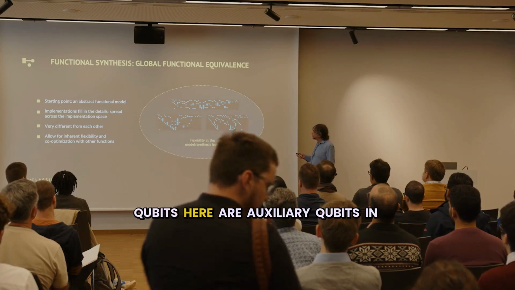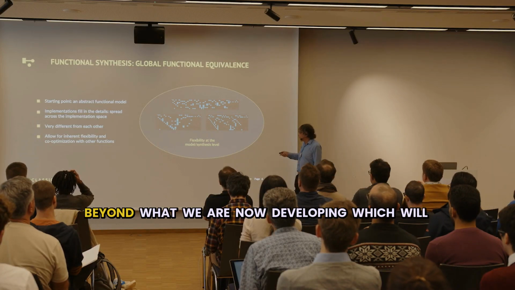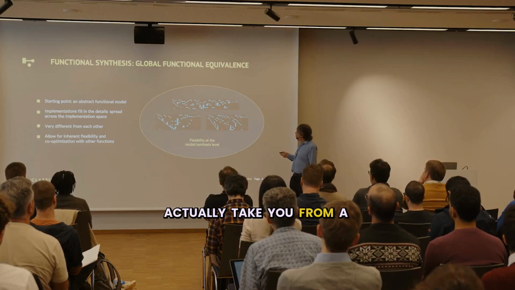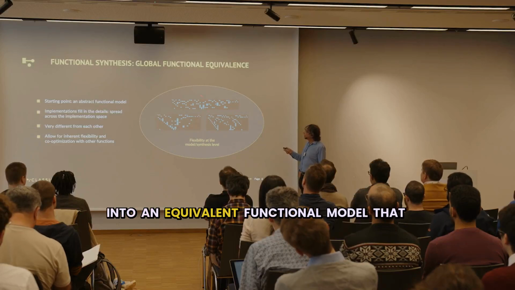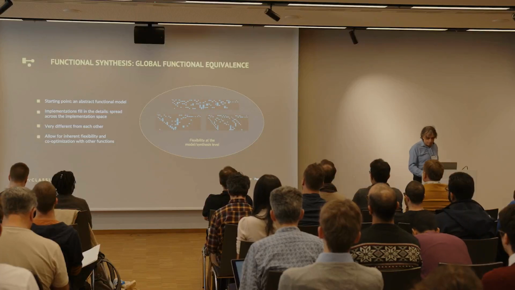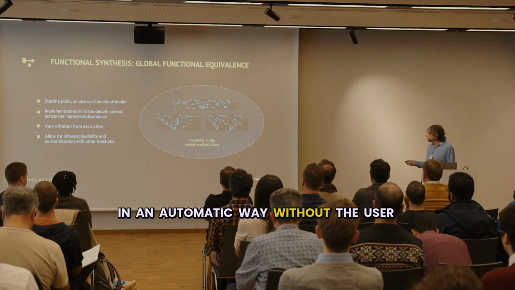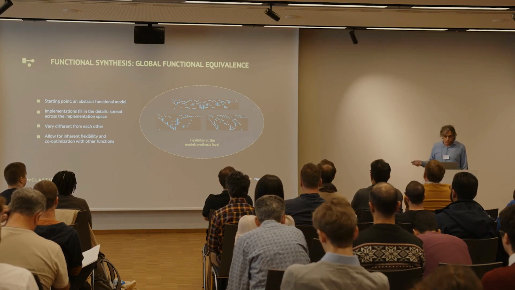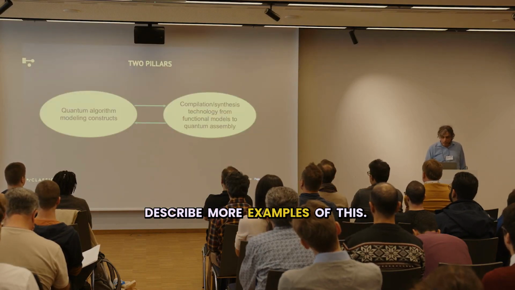Transpilers, even what are called compilers today, would never take this picture into this picture without knowing that a few of the qubits here are in fact auxiliary qubits. And there is no technology beyond what we are now developing which will take you from a functional model represented here into an equivalent functional model represented here in an automatic way, without the user specifying in advance what auxiliaries are used. So this is just one example. I will describe more examples of this.